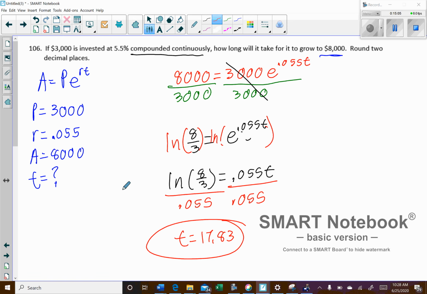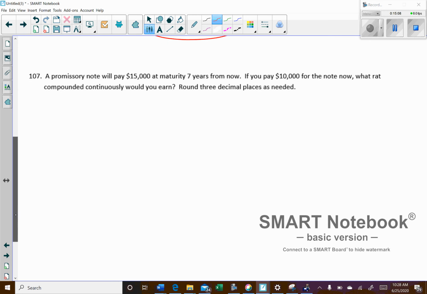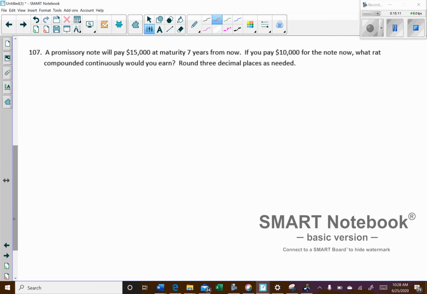Okay, I've got one left. Last one. A promissory note will pay you $15,000 at maturity 7 years from now. If you pay $10,000 for the note, what rate compounded continuously would you earn? Round to three decimal places as needed. So once again, we're going to be using PERT. The promissory note will pay 15,000. That's going to be the accumulated value. It's going to mature after 7 years.